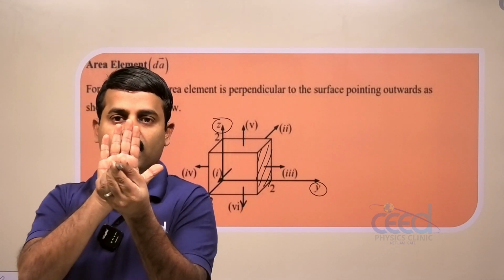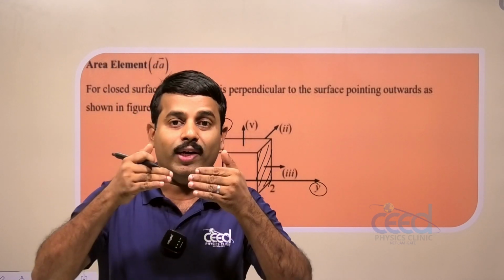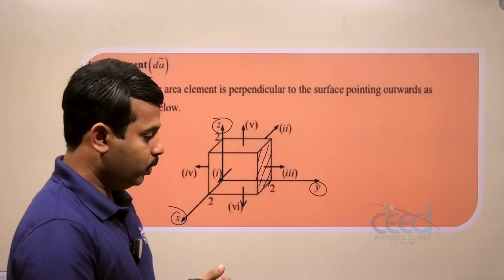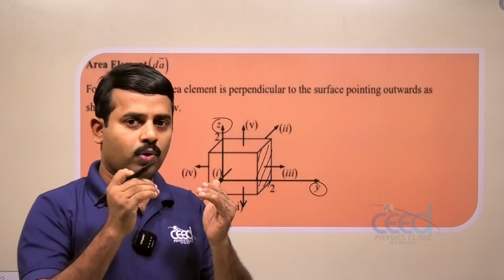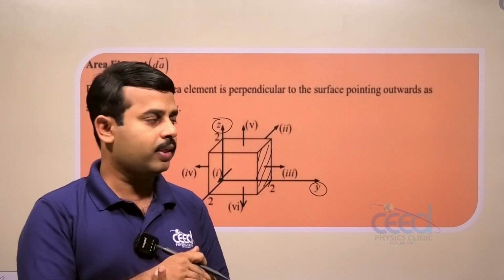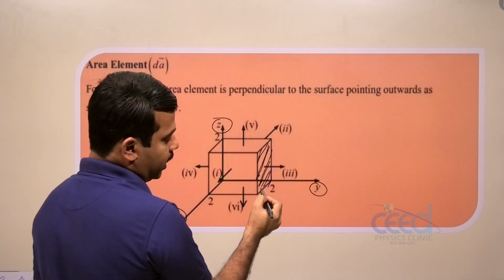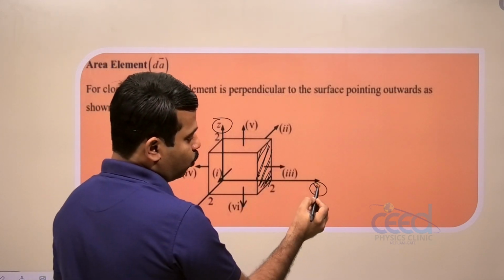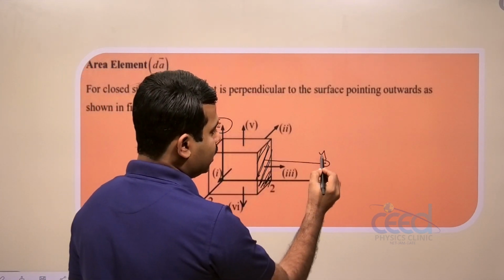This is the area direction, perpendicular to this plane. Any given area, you draw a normal to that surface, and that normal direction is the direction of that surface. Here this is the shaded area I have given, and this is the y cap direction.